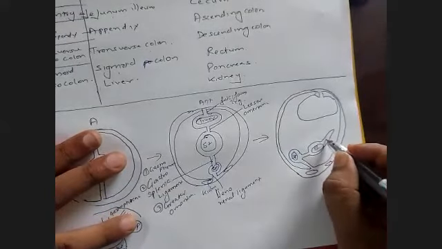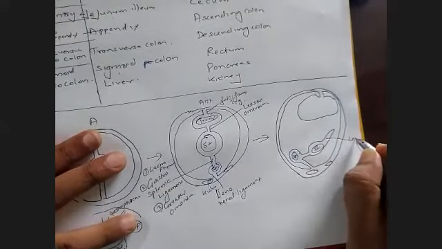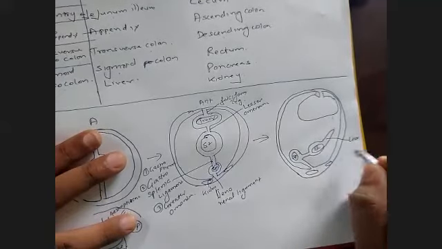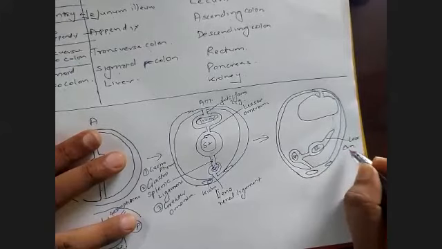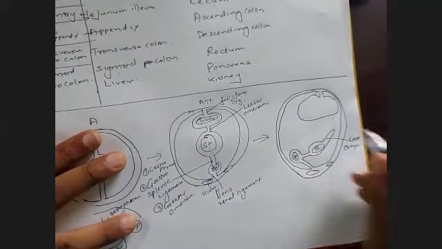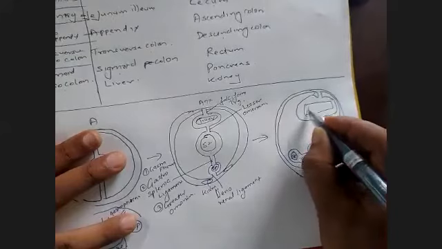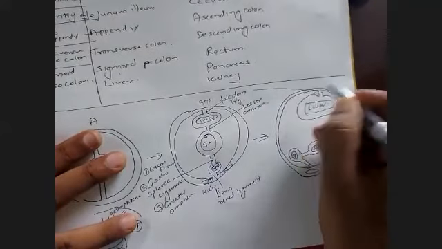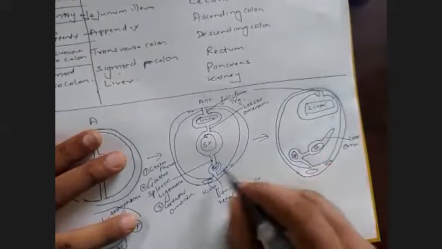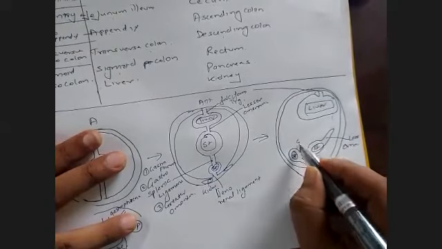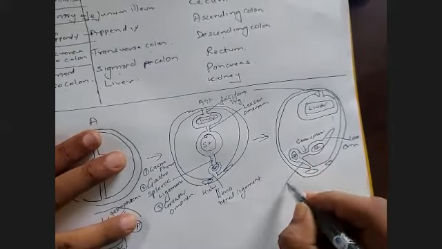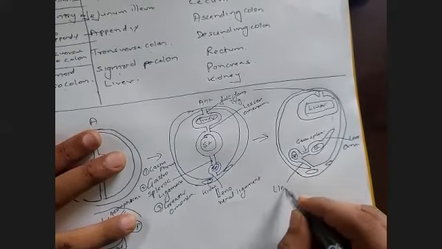This is the lesser omentum. It will be running to the liver. Here is the liver. This is the falciform ligament. This is the gastrosplenic ligament. This is the lienorenal ligament.